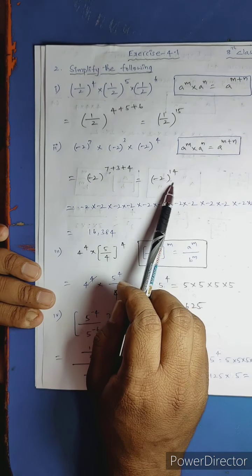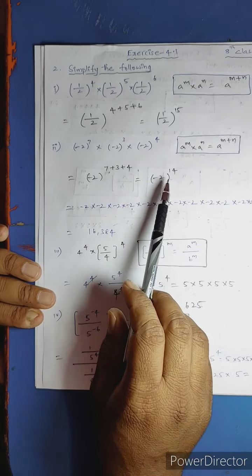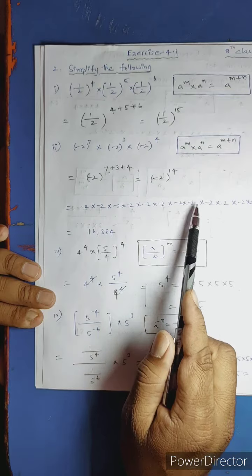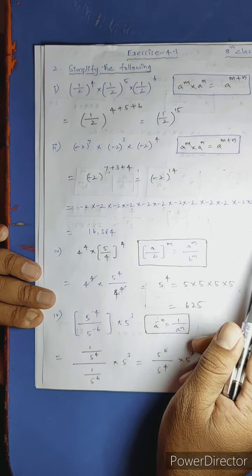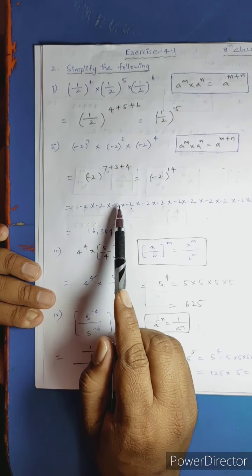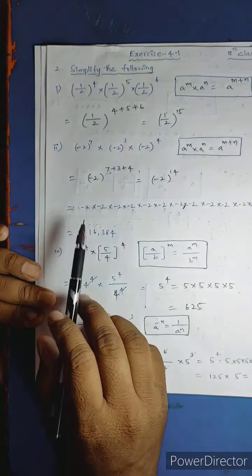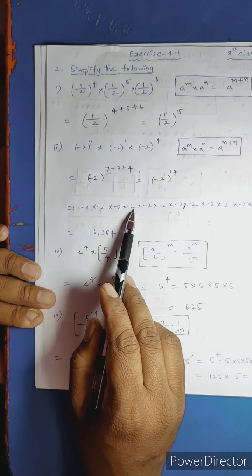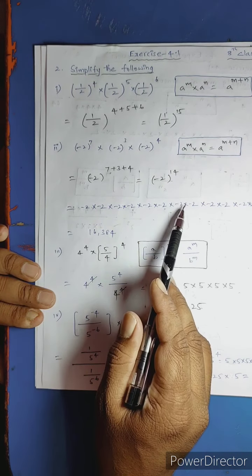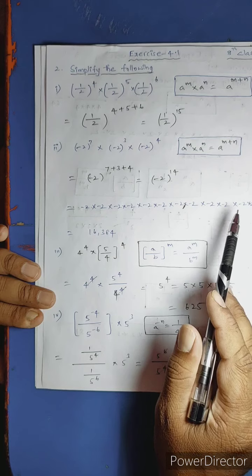Up to here the answer is complete, otherwise we can simplify this as a number. 1, 2, 3, 4, 5, 6, 7, 8, 9, 10, 11, 12, 13, 14 times minus 2. Now multiply. 1, 2, 3, 4, 5, 6, 7. 2 2s are 4, 4 2s are 8, 8 2s are 16, 16 2s are 32, 32 2s are 64, 64 2s are 128. 7 times 2 is 128.